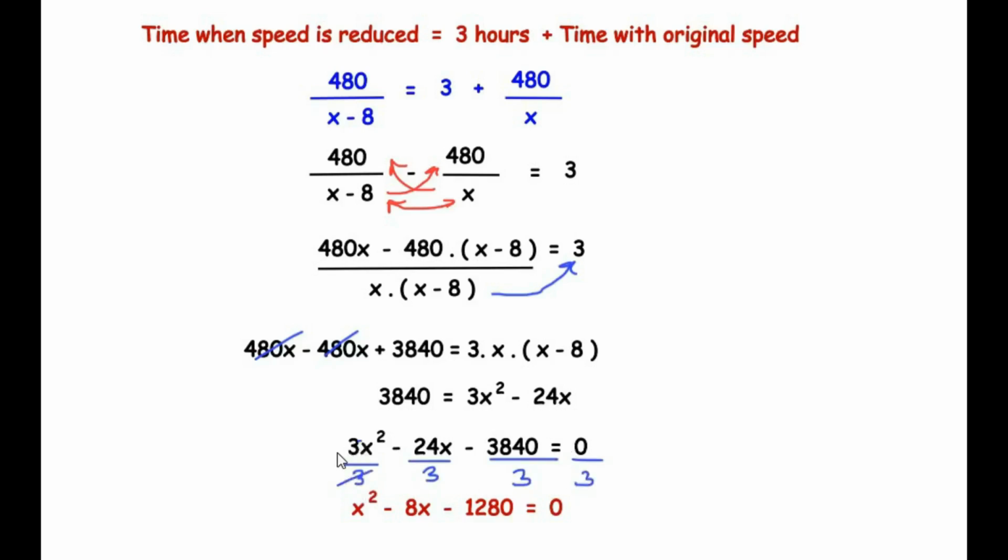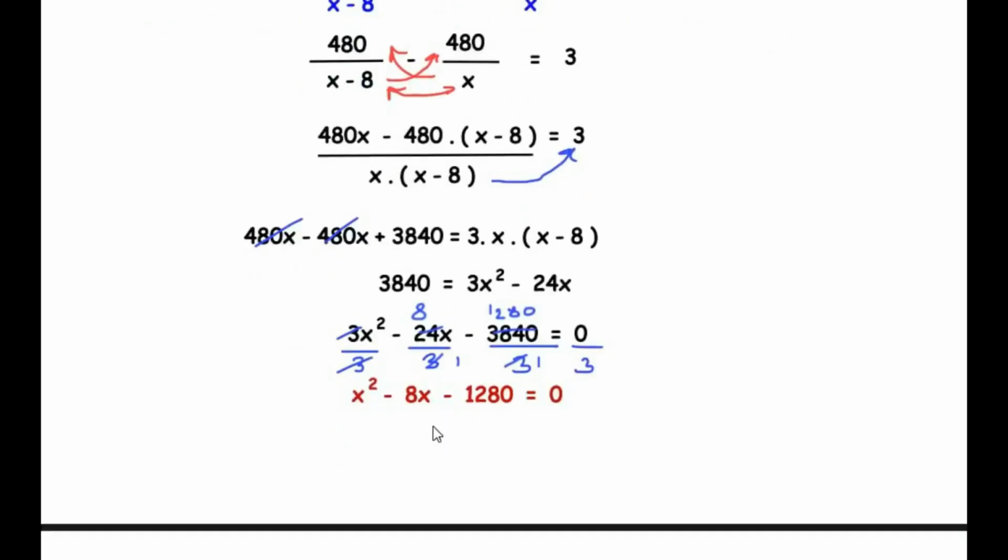Now 3 divided by 3, we get 1x square, and 3 divides 24, that is 3 1 times is 3, and 3 8 times is 24. So we have written here minus 8x, and 3 divides 3840, that is 3 1 times is 3, and 3 1280 times gives us 3840. And 0 divided by 3 gives us 0. So this is the equation formed, that is x square minus 8x minus 1280 equal to 0. So this is our answer.